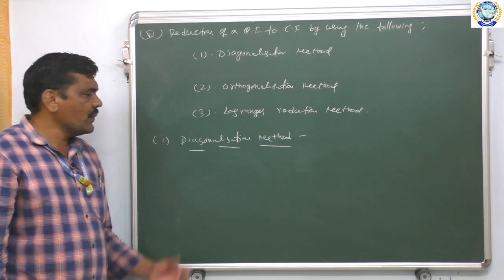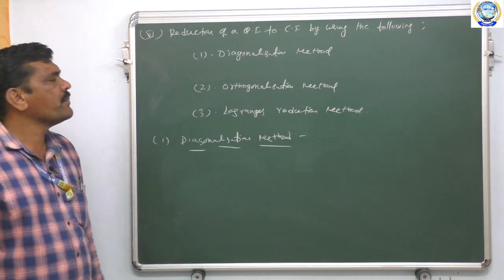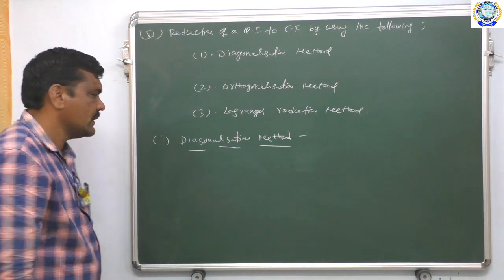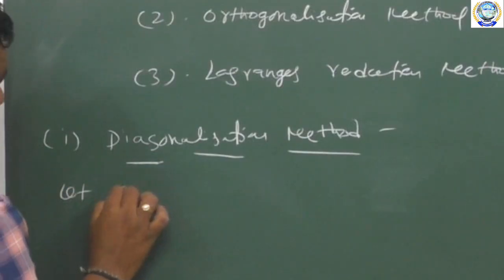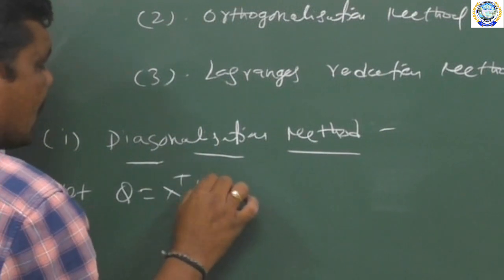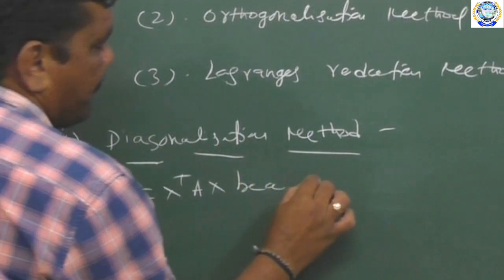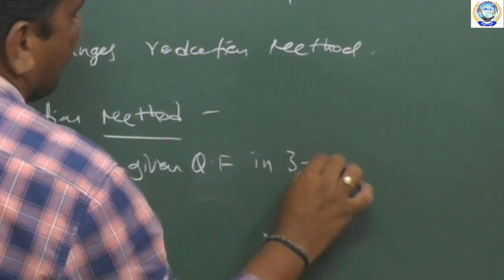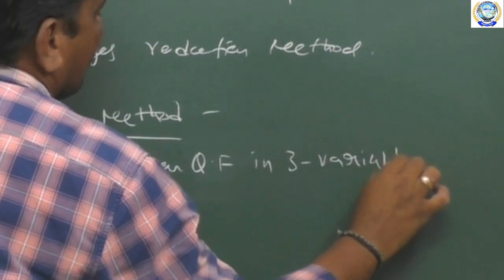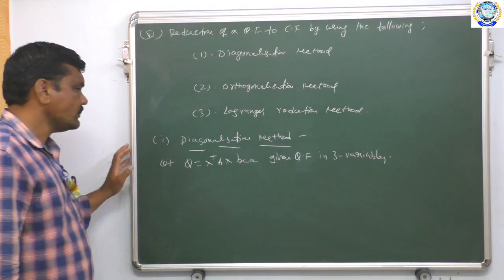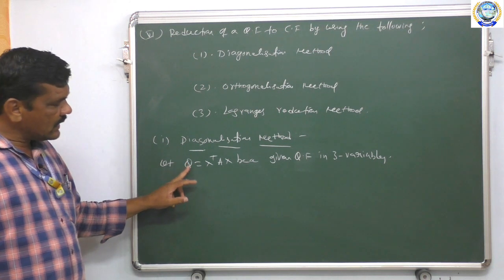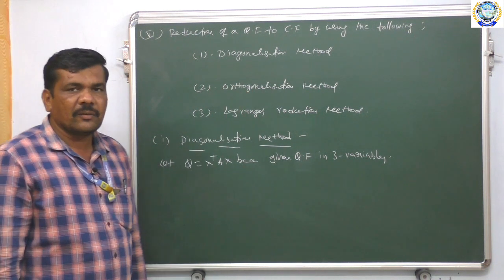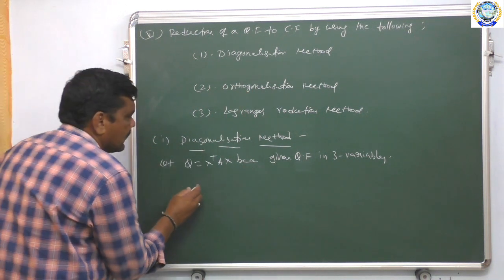What is the working rule to reduce the given quadratic form into canonical form by using diagonalization method? First, let Q is equal to X transpose AX be a given quadratic form in three variables. Now to reduce this quadratic form Q in three variables into a canonical form, we use the following steps.